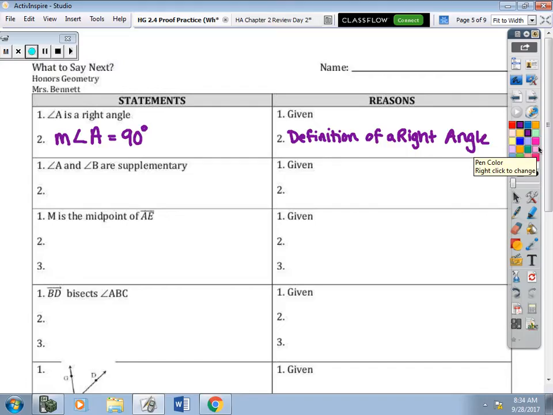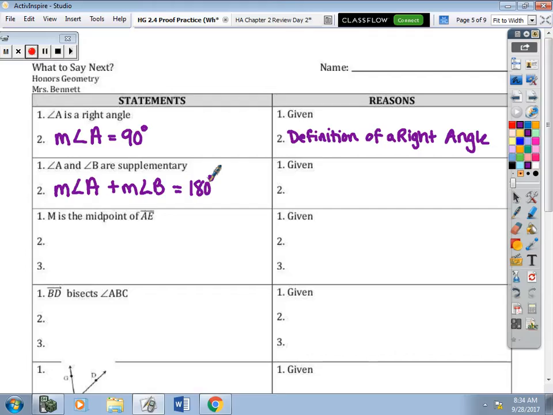All right, next one, if I give you angle A and angle B are supplementary, given. What could you tell me if this was a given statement in my proof? What can we conclude? What do we know about supplementary angles? Katie? Perfect. The measure of angle A plus the measure of angle B equals 180 degrees.